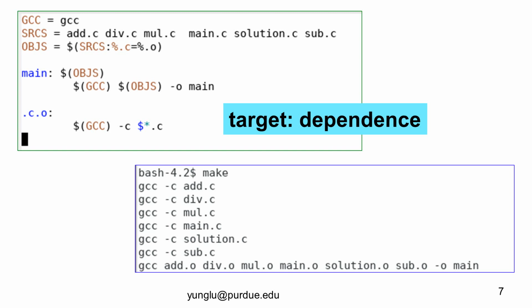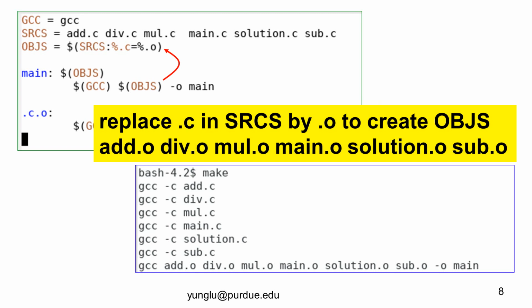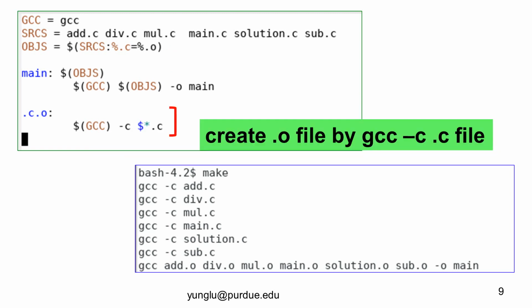Since it is possible to have several targets inside a single Makefile, this target depends on the list of object files specified by OBJS. OBJS is defined right above. OBJS is created by replacing .c in SRCS by .o. Thus, OBJS is a list of object files: add.o, div.o, mul.o, main.o, solution.o, and sub.o. In order to create the object files, Makefile uses gcc -c to compile .c files.